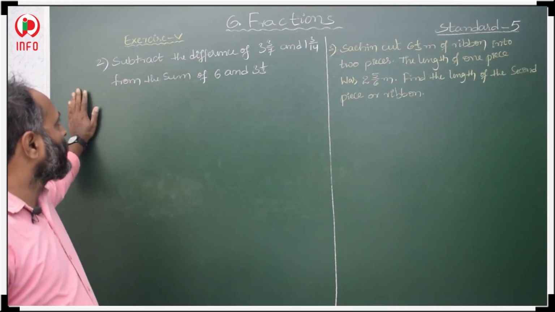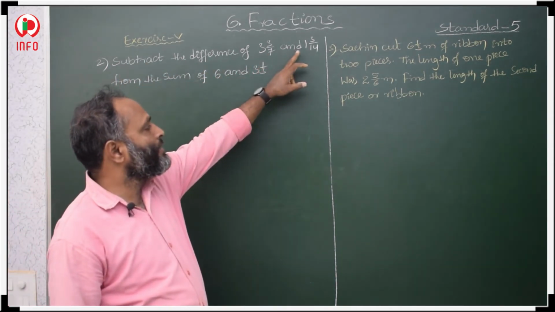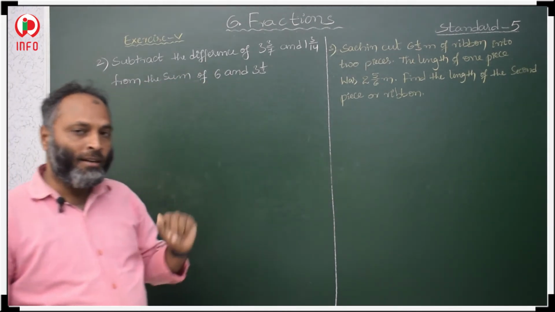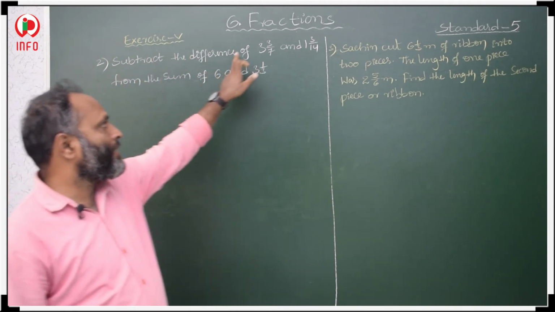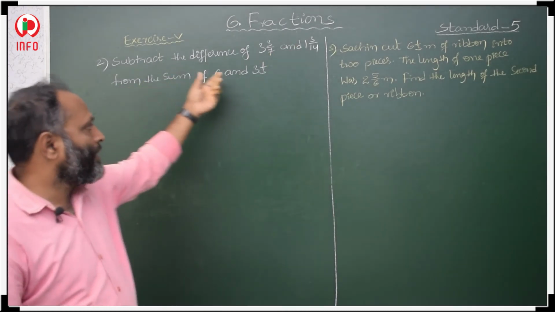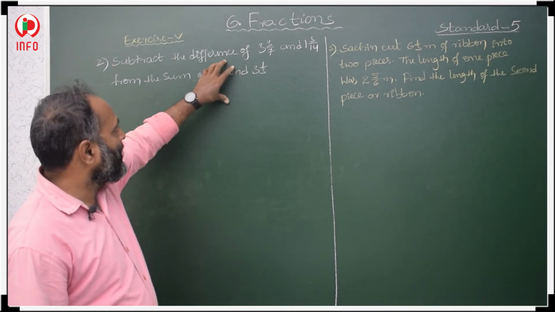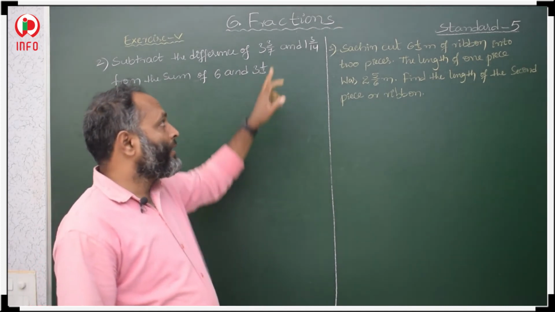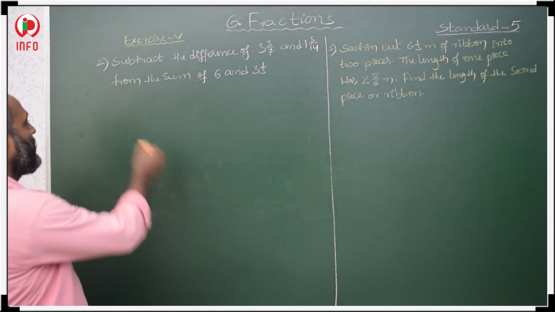Now, next, in exercise 5, second question: subtract the difference of these from the sum of these. First understand what the question is asking. Subtract the difference. Difference means we have to find the difference of these two, and after that find the sum of these two. From this sum, again we have to subtract this difference. First you have to find the difference.